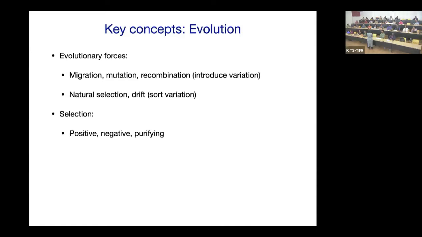It doesn't sort variation, in the sense it doesn't decide the fate of the variation. No, if you have new migrants coming into a population that carry new alleles, which don't exist in this population, right? The effect is going to be, depending on the frequency, like mutation, a new mutation came in. Yes, yes.